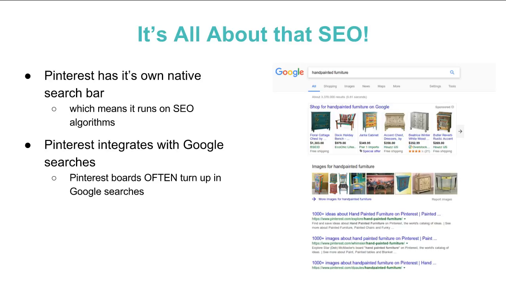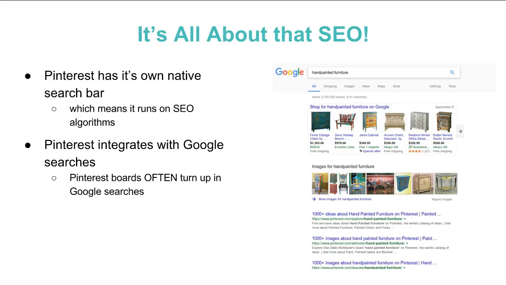First, Pinterest has its own native search bar, and whenever anything has a native search bar, that means it runs on SEO algorithms, which means that it's using keywords that people use to search to pull up results that the person searching for that keyword term would be interested in. It uses different algorithms to find the most relevant content for those keyword phrases.